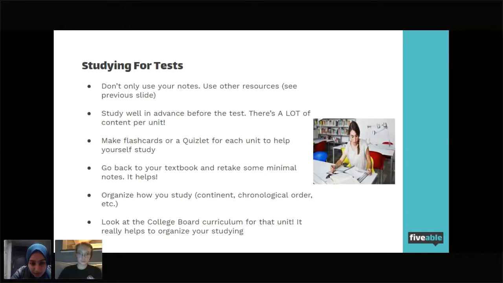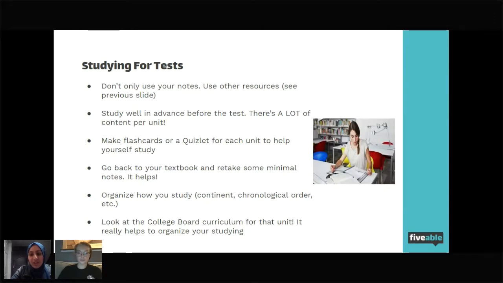Go back to your textbook and your notes. Sometimes I like to rewrite. I go back to the textbook and I rewrite my notes. I just feel like it helps me remember the information better and it's stored in my long-term memory. Yes, it's good to read your textbook 20 to 30 minutes, 5 days a week.